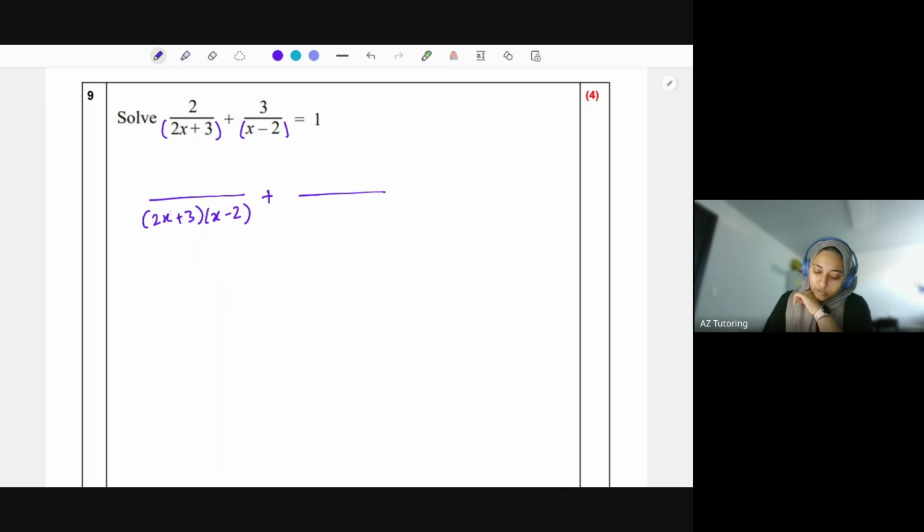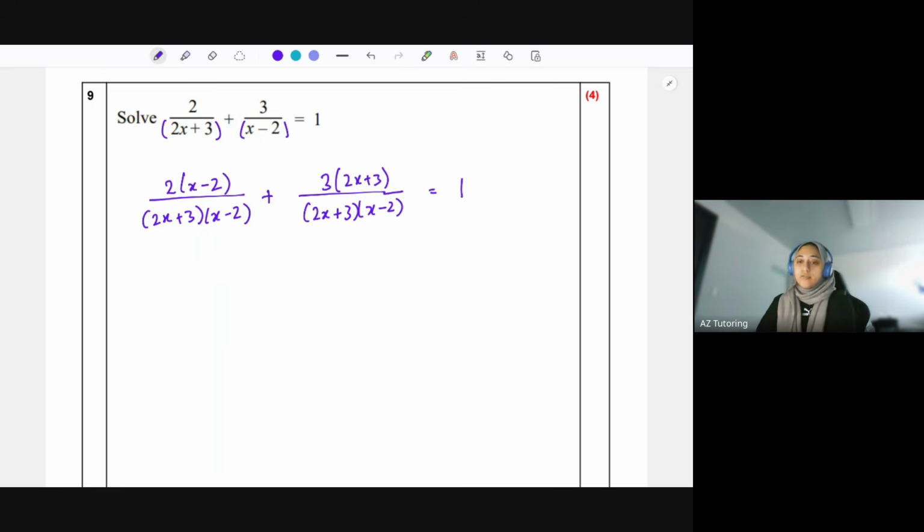So the first one I want over 2x plus 3 times x minus 2. Same with the second one, 2x plus 3 times x minus 2. And that's just going to equal 1. So what do our numerators change to? Let's have a look at the first one. We've got 2. And because we've timesed the denominator by x minus 2, we need to times the top by x minus 2. Okay, let's look at the second one. We've timesed the denominator by 2x plus 3. So I need to times the top by 2x plus 3. So it's 3 times 2x plus 3, and that just equals 1.